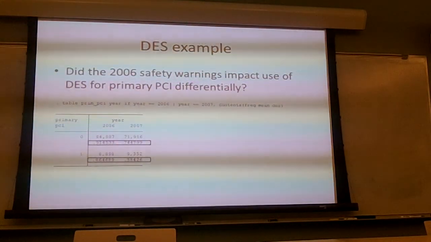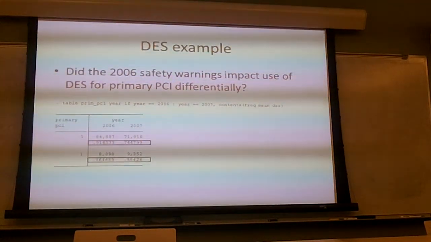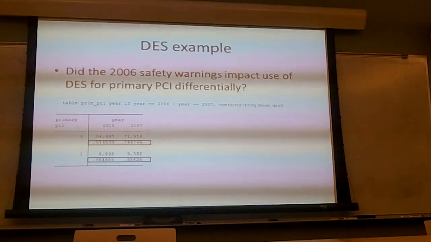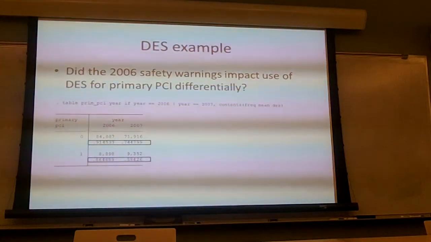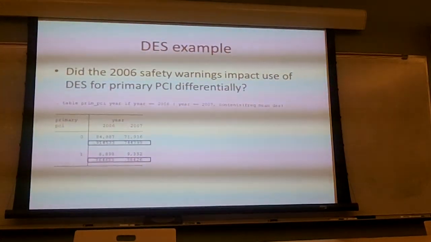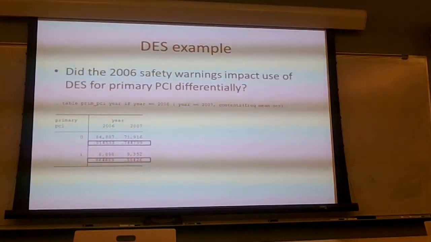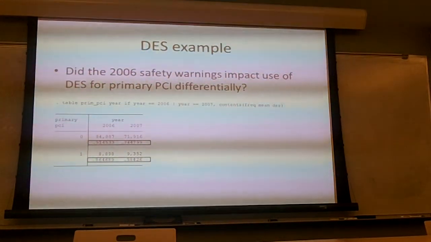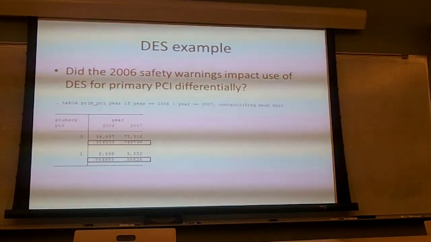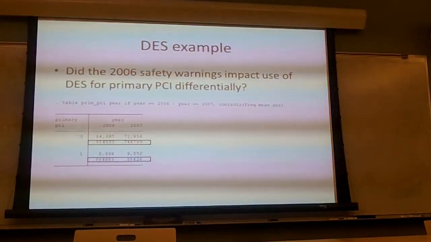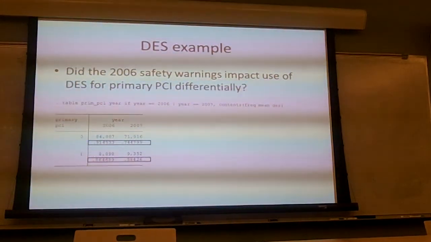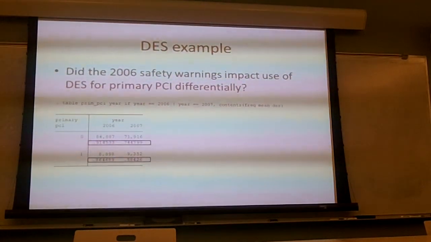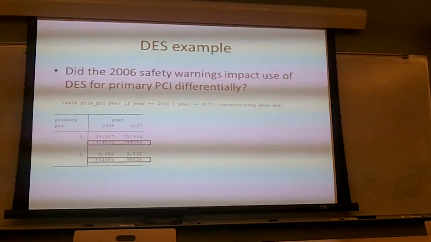So how about a little bit of example with some data and some numbers? Again, going back to my favorite, drug-eluting stents. Somewhere in the summer, possibly not until later, did the FDA actually do anything about it? There were safety warnings about the use of drug-eluting stents. Did this policy, the revelation of the safety warnings, have a differential effect on primary PCI versus elective PCI for the actual use of drug-eluting stents?